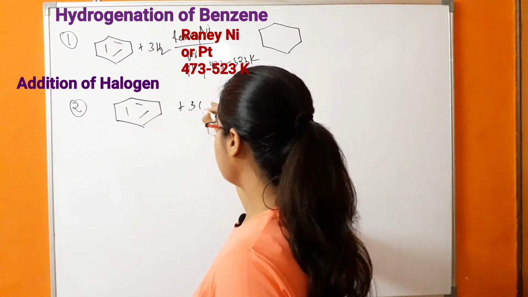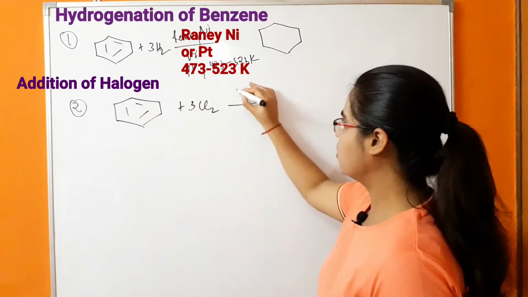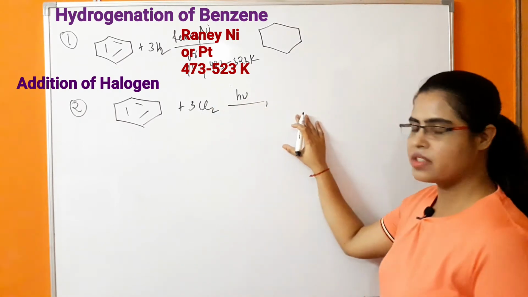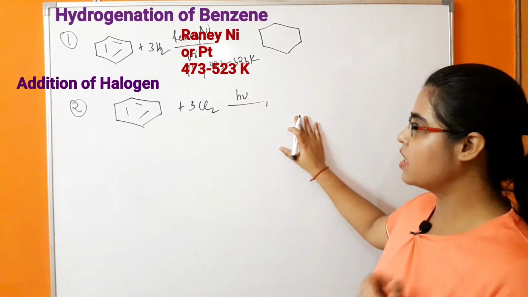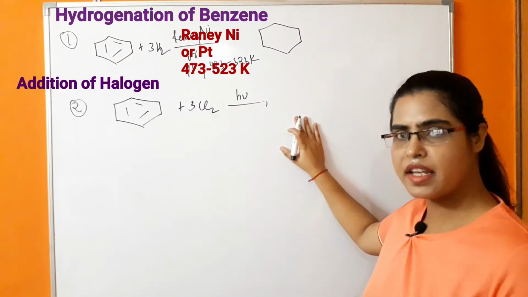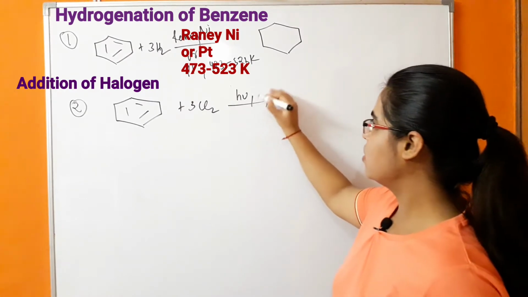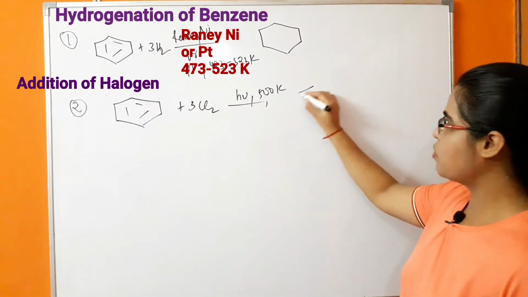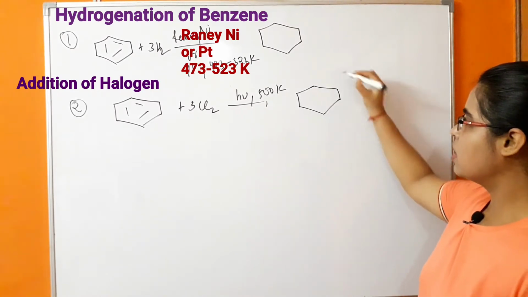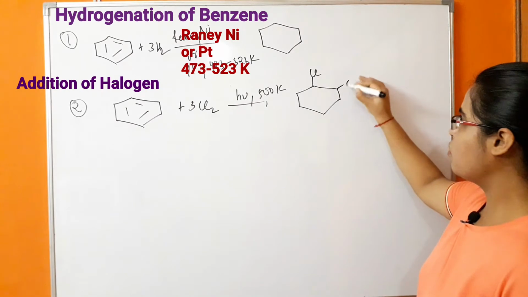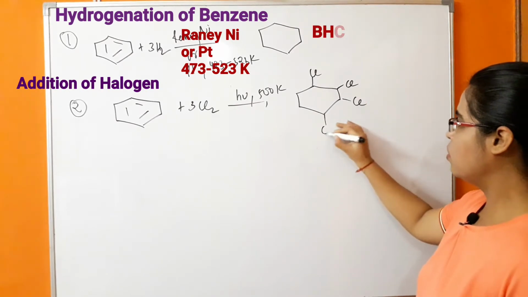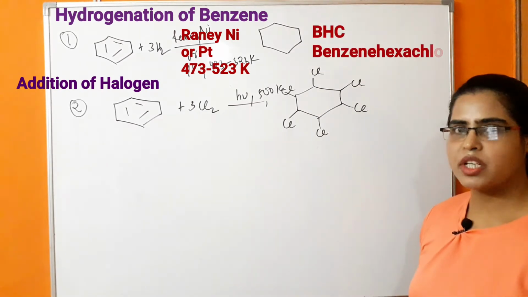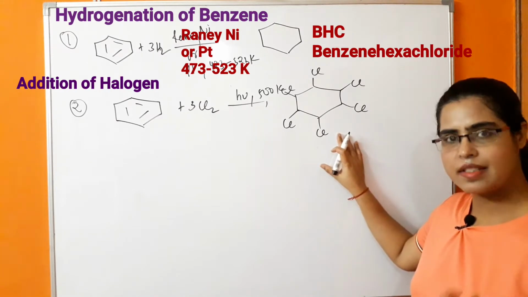In this case, 3 moles of chlorine react in the presence of sunlight. So when there is presence of sunlight, the reaction will be an addition reaction, at 500 Kelvin temperature. So there is a formation of hexachloro, that is benzene hexachloride.